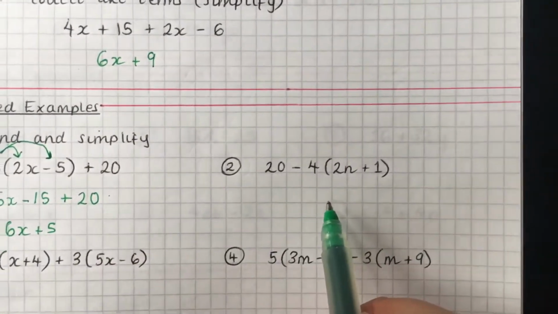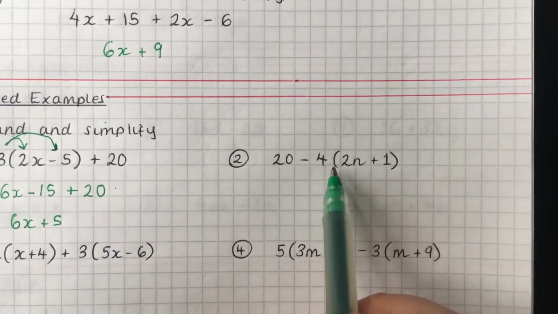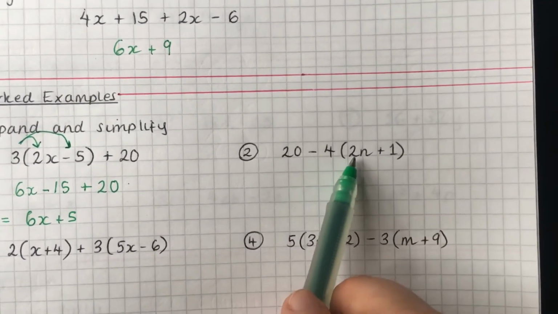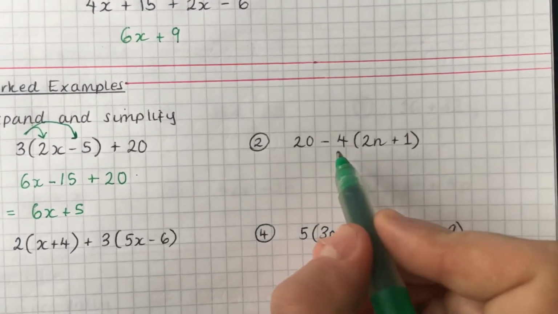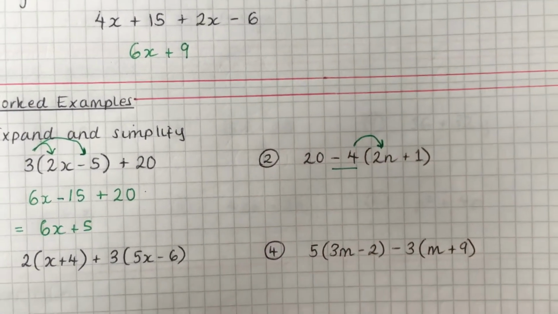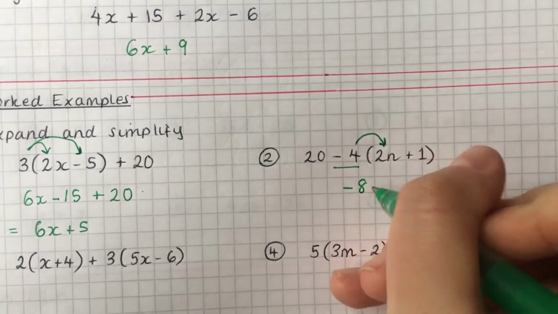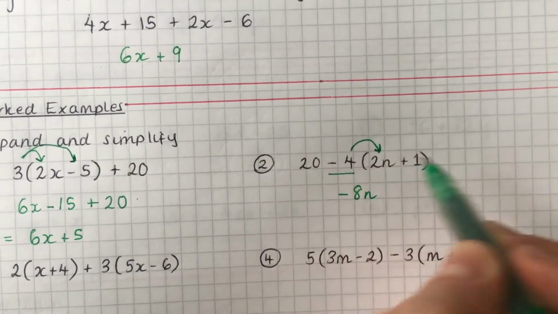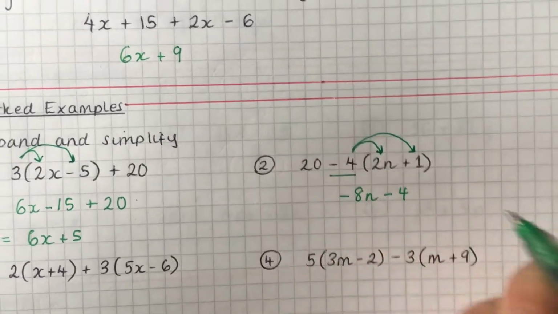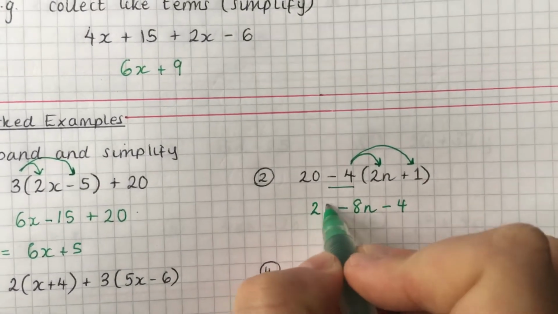Okay, example 2. Again, always deal with the brackets first. Now I need to be careful because the 4 is before the brackets, but don't forget it's minus 4. So we're doing minus 4 times 2n, and we get minus 8n. And we're doing minus 4 times 1. So minus 4 times 1 is minus 4. And our 20 stays at the beginning.